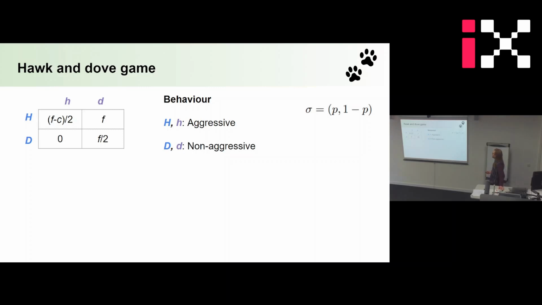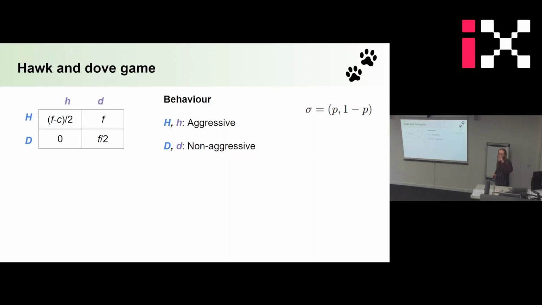If the animal behaves like a dove, so non-aggressively, and it meets another animal that behaves aggressively, it will just run away and it won't get any food. If a dove meets a dove, it will share the food. If you play hawk and you meet a dove, you will get all the food because the dove runs away. And if you meet another hawk, you will both start fighting, and then one of you will be injured, and either you get the food or you get an injury. So the expected payoff is the food versus the injury you get.